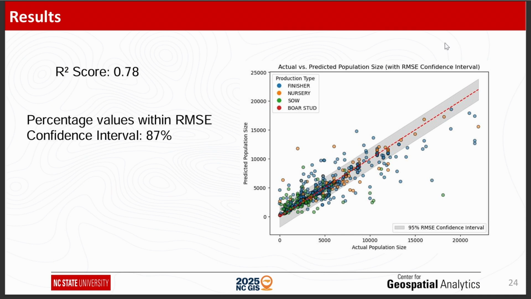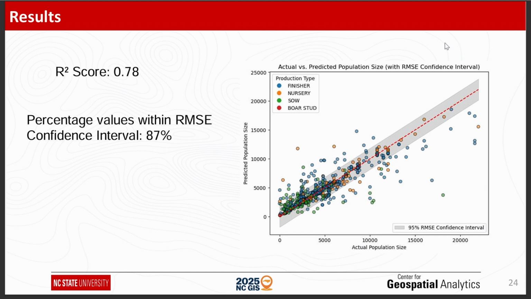So we feel pretty confident that it's actually doing a good job at predicting the population size, except for when we get to these values over here, which are our very, very big farms. It's a little harder for the model to predict those values, because it's such a large barn that it really doesn't know how to estimate the amount of animals that are in those barns.